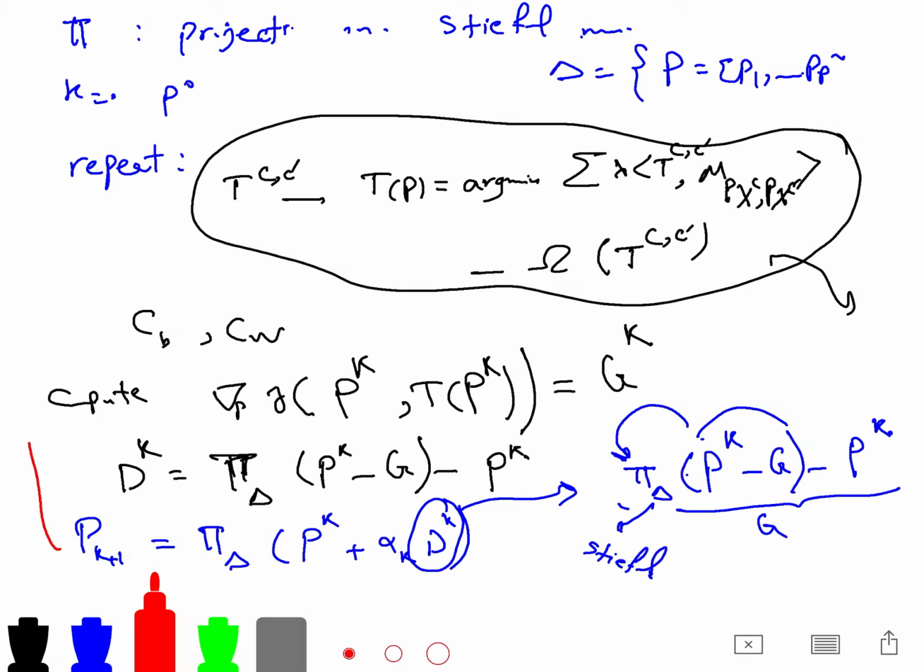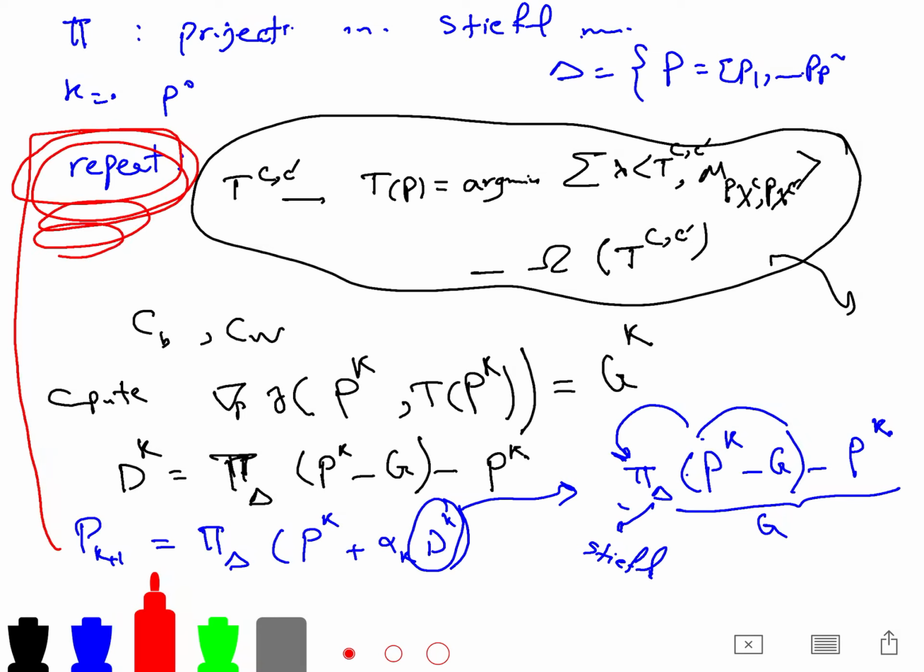And after repeating this process, with k starting from 0, it converges to a solution. It means that you have found the optimal P, this matrix, that reduces your dimension. You can enjoy your classifier. And so the algorithm is therefore complete.